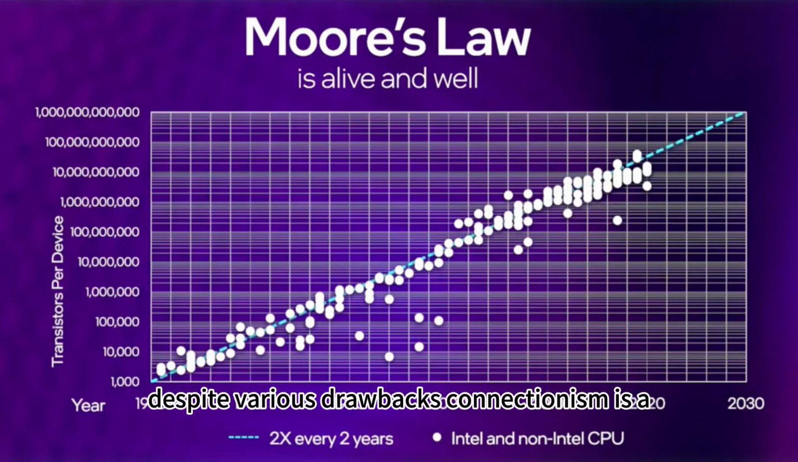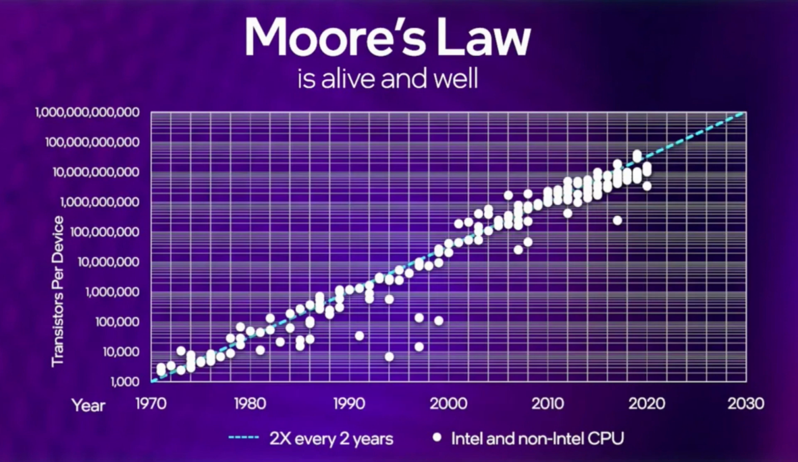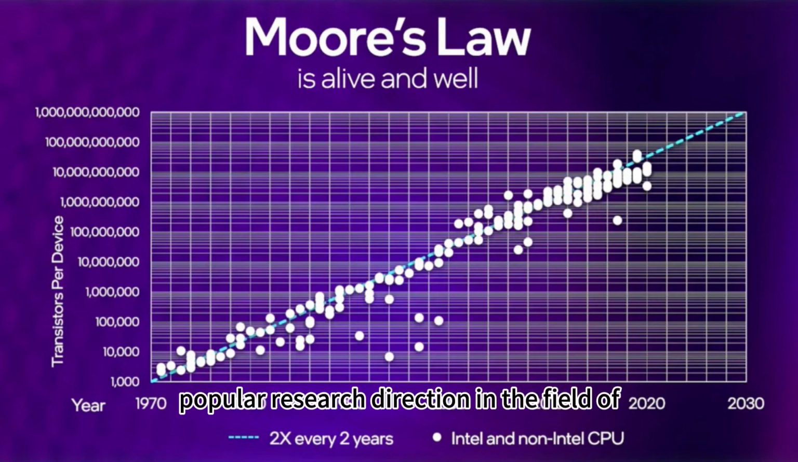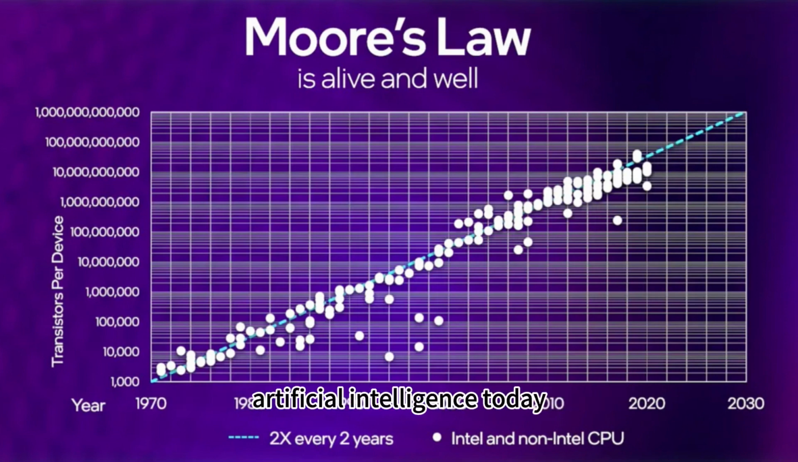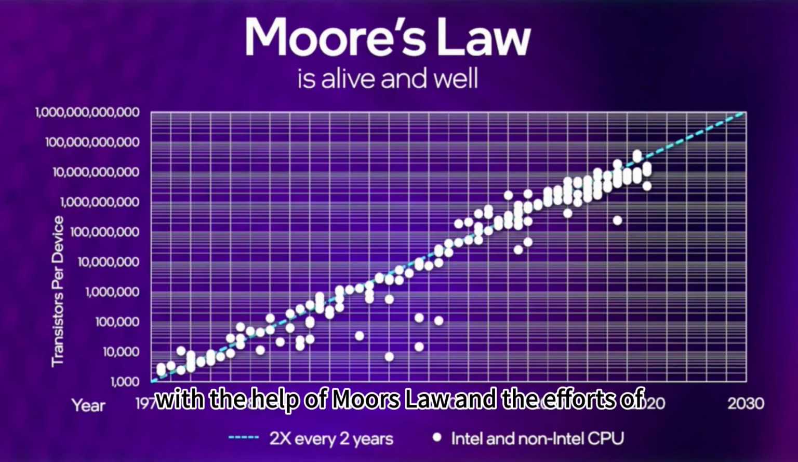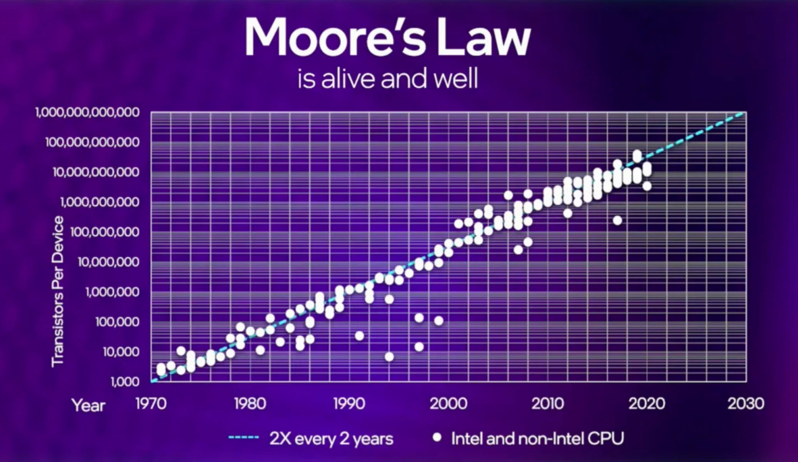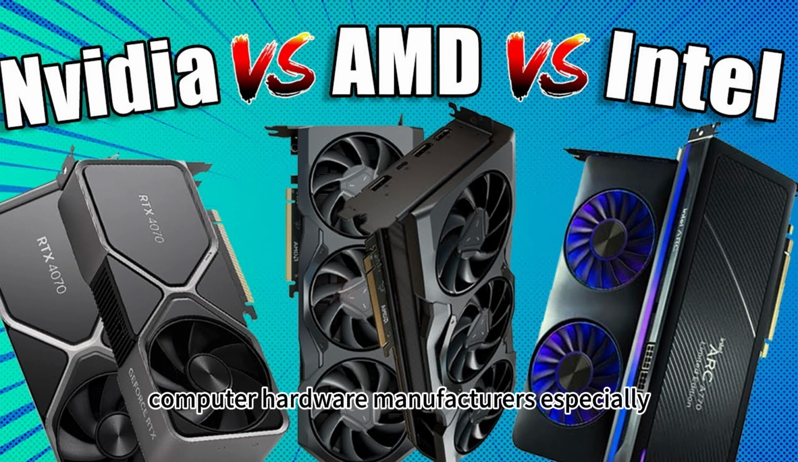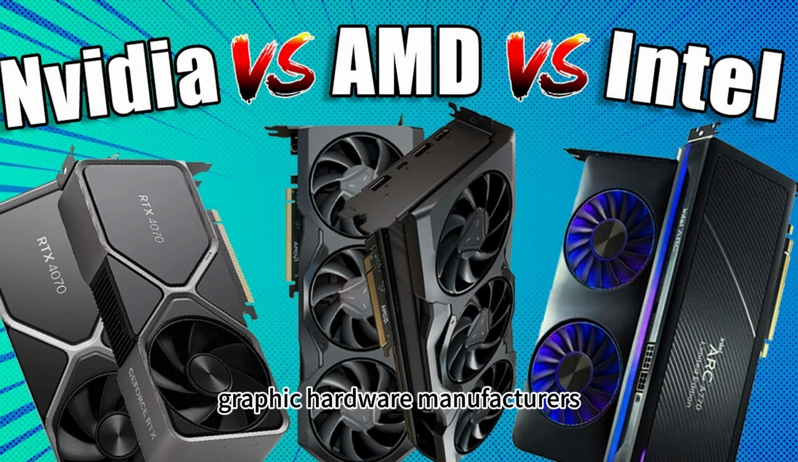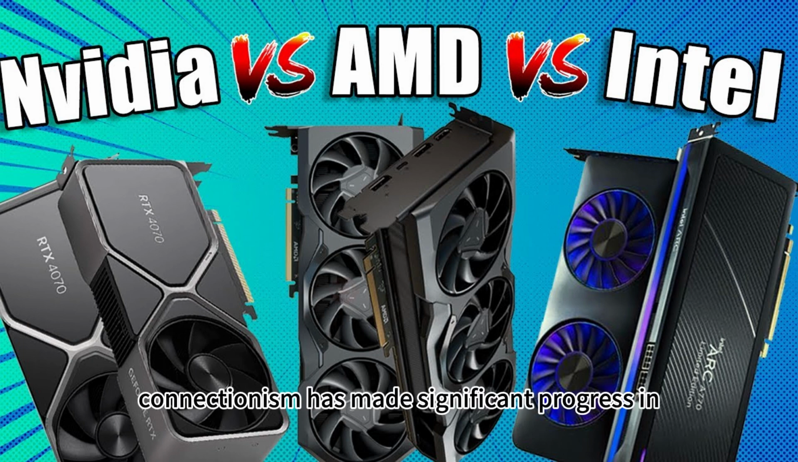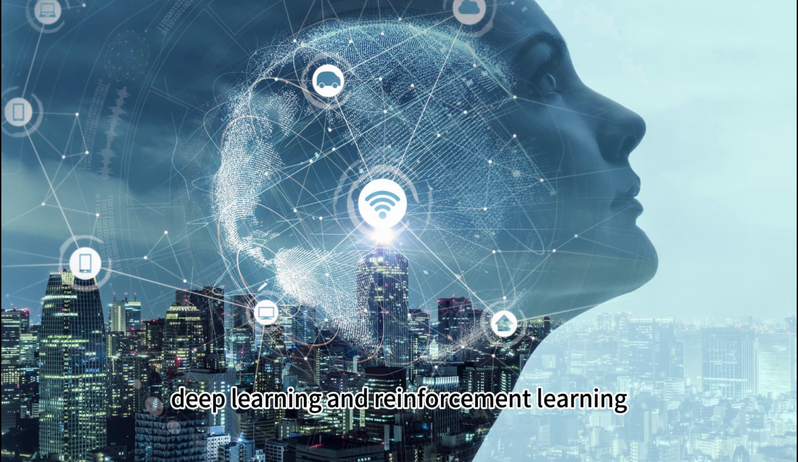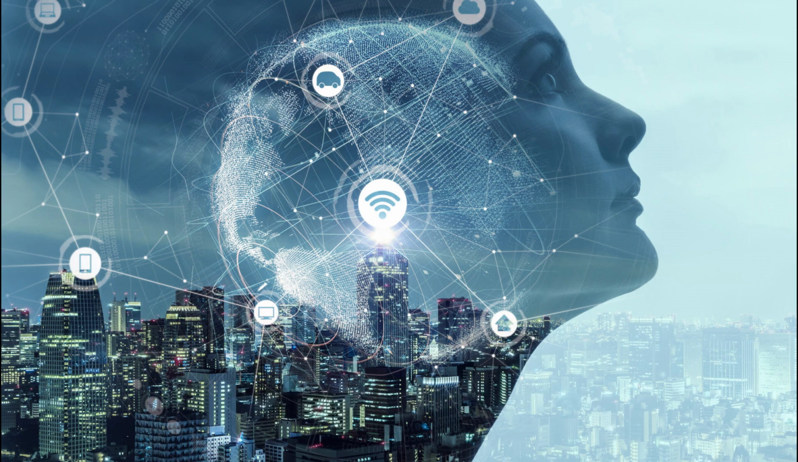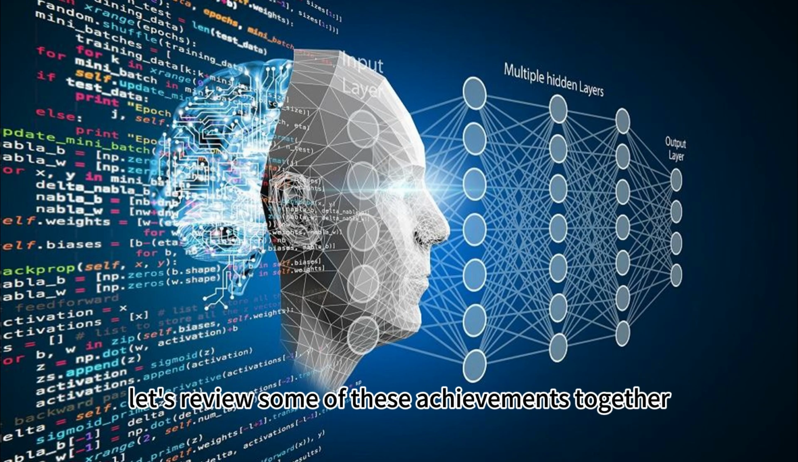Despite various drawbacks, connectionism is a popular research direction in the field of artificial intelligence today. With the help of Moore's law and the efforts of computer hardware manufacturers, especially graphic hardware manufacturers, connectionism has made significant progress in deep learning and reinforcement learning, demonstrating remarkable intelligence. Let's review some of these achievements.